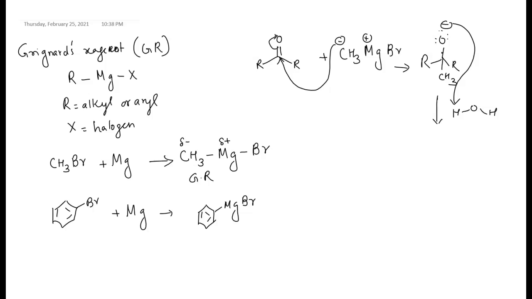Okay. Now in the next step is where you add the water molecule, where the negatively charged oxygen is protonated, and finally you end up with an alcohol, right? So this is an alcohol. What kind of alcohol is this? It's a tertiary, right? Because R groups are alkyl groups, and CH3, we have another carbon here. So carbon attached to 3 carbon atoms gives you a tertiary alcohol. So that means if you take ketones and react them with Grignard's reagent, you get a tertiary alcohol.